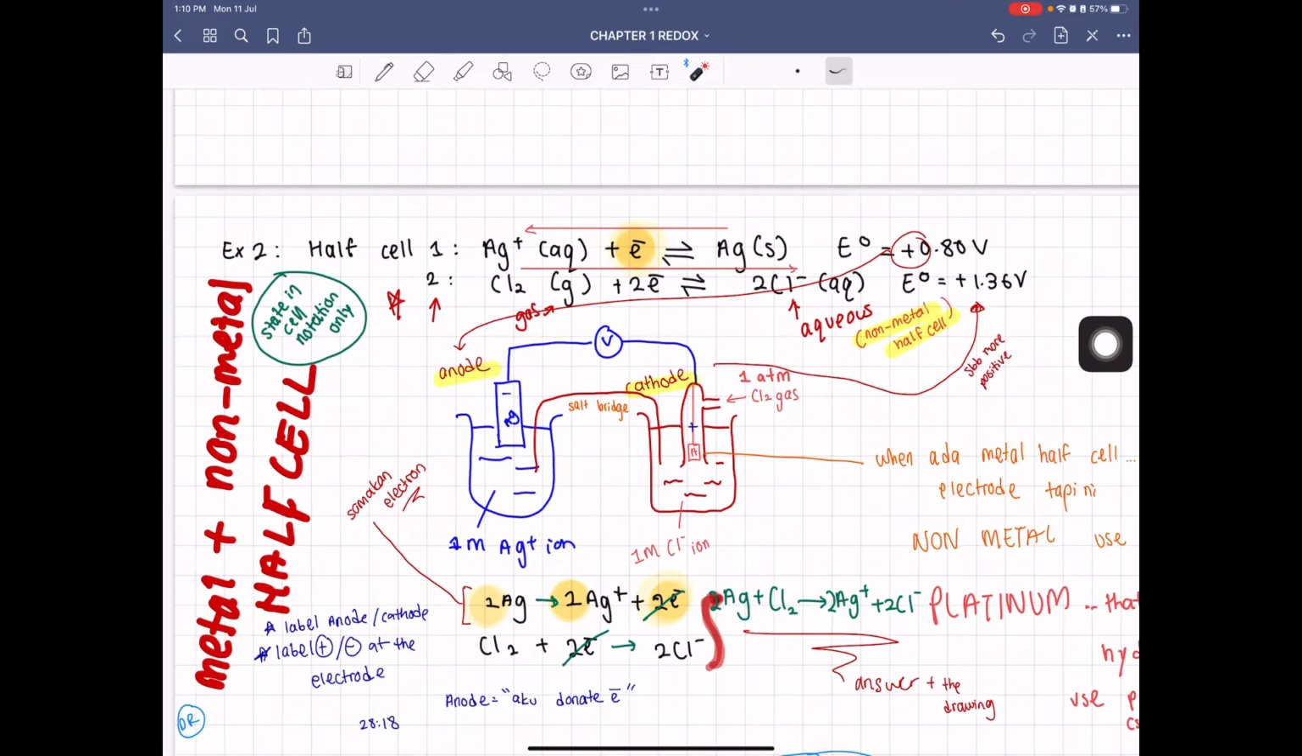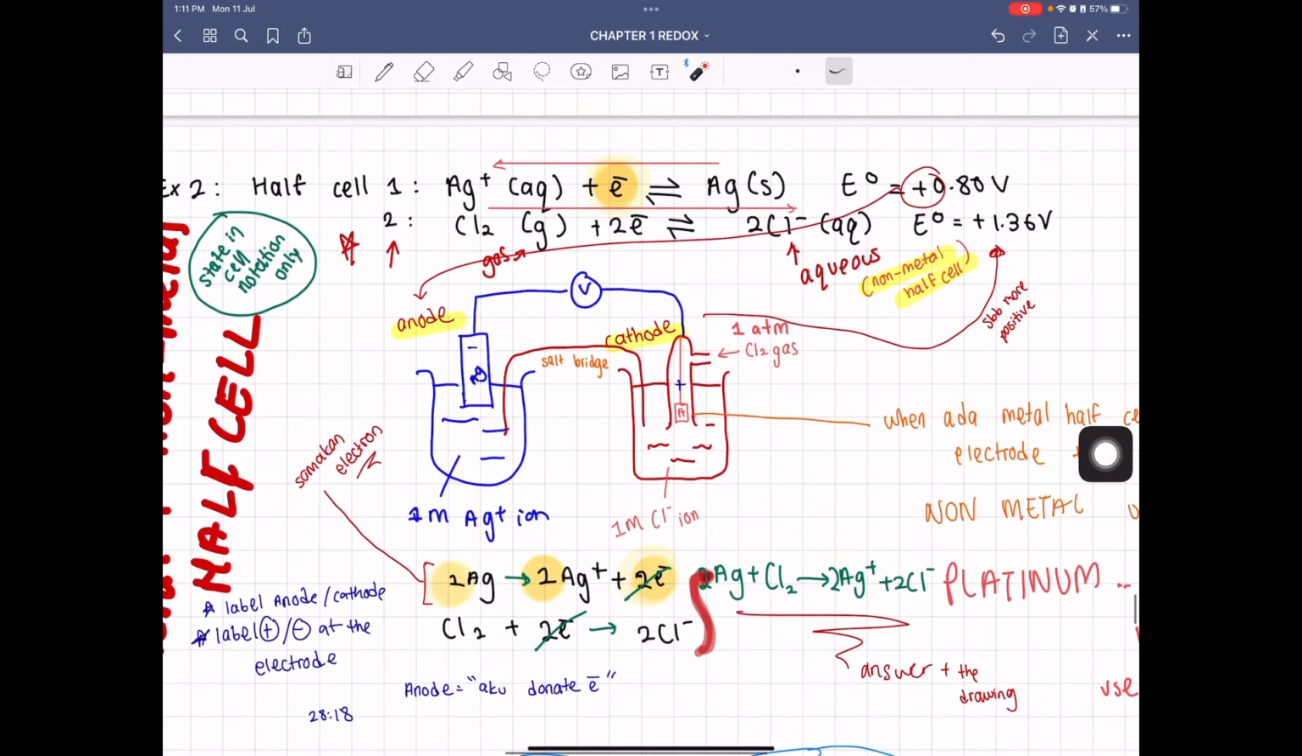So how do we solve this question? Same as before. First, look at your half equations. Which one's more negative, which one's more positive? Since we know this one's more positive, 1.36, we know that this one's going to the right and this one's going to the left. So we write it again. Since this one is going to the right, do as usual, and this one going to the left, write it.